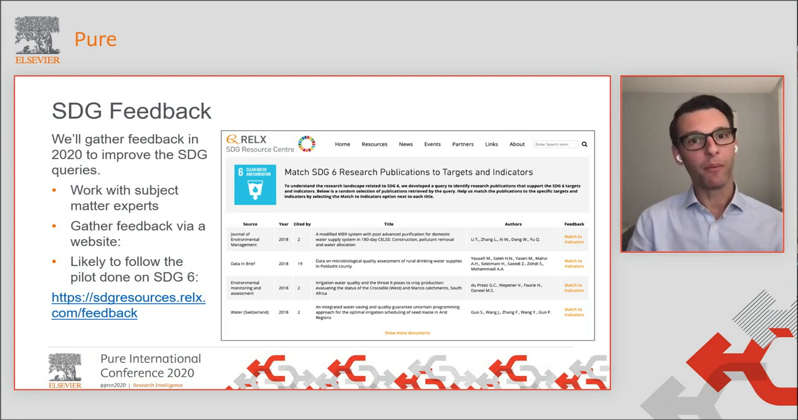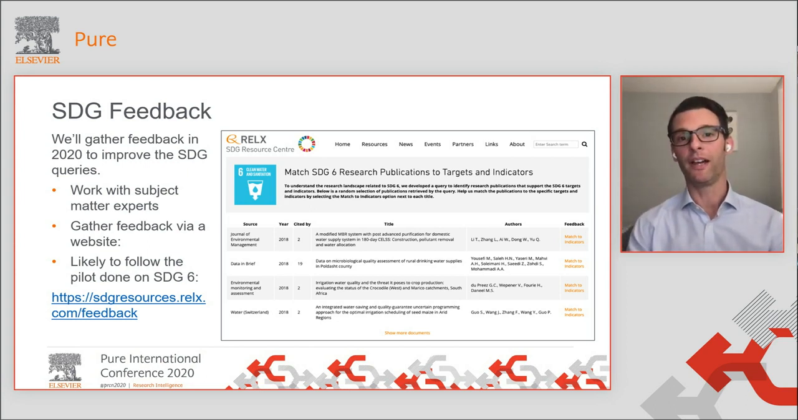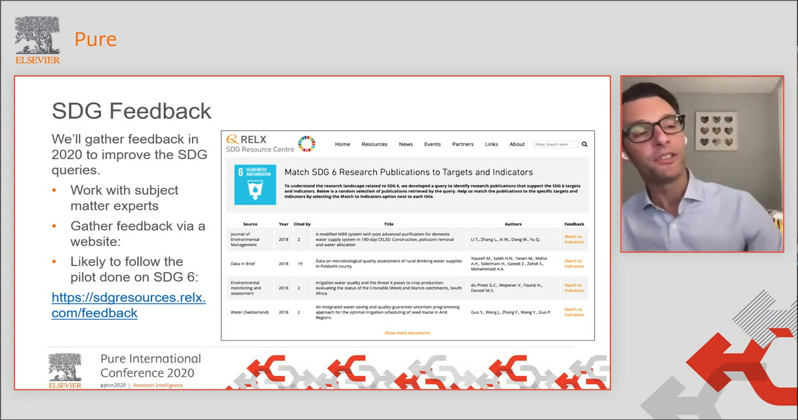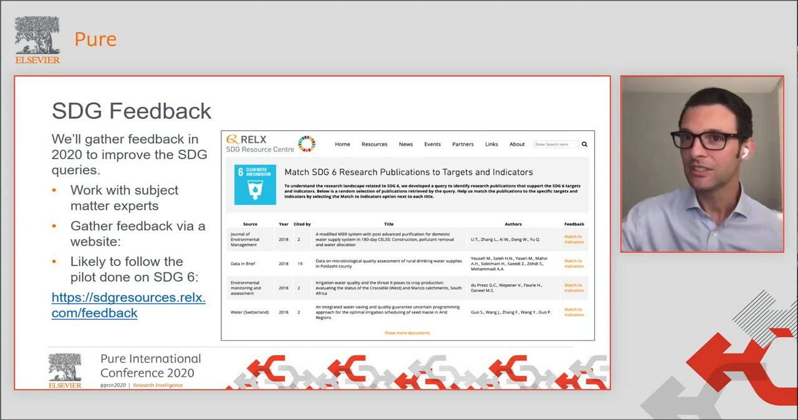If you have publications yourself which relate to different SDGs, you can also upload your own set of documents per SDG, and we will use that to help validate the queries and the machine learning that we're doing. So please, if you feel these are important, if you'd like to help us with improving these, and we will make all our findings freely available as we did last time, then please go onto the site and give your feedback.